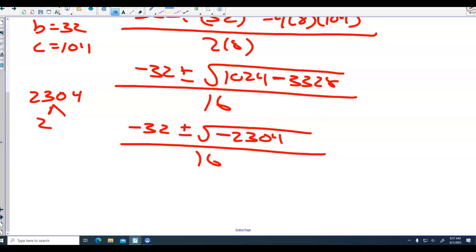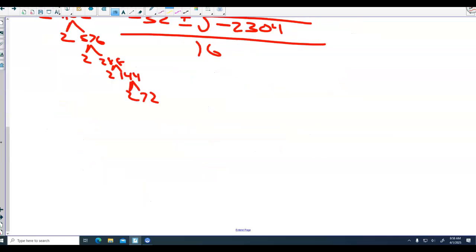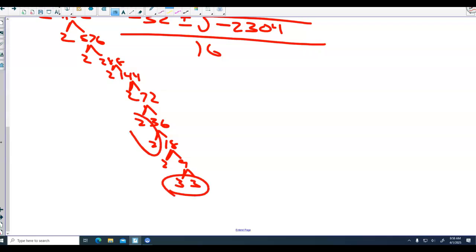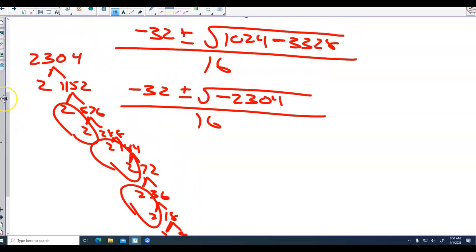Divide by 2. 1152. Divide by 2. 576. Divide by 2. 288. Divide by 2, we get 144. Divide by 2, we get 72. Divide by 2, we get 36. Divide by 2, we get 18. Divide by 2, we get 9. Pair of 3s on the bottom. So one pair of 3s, pair of 2s, pair of 2s, pair of 2s.